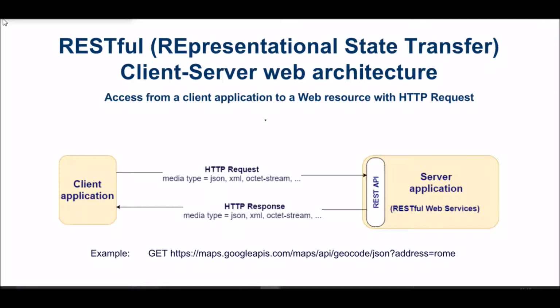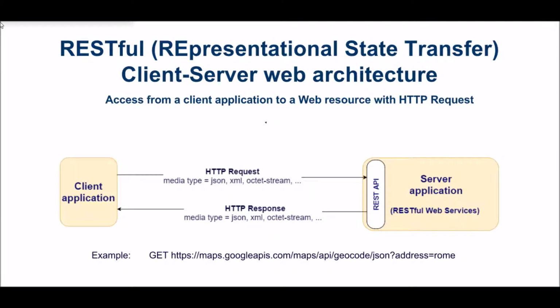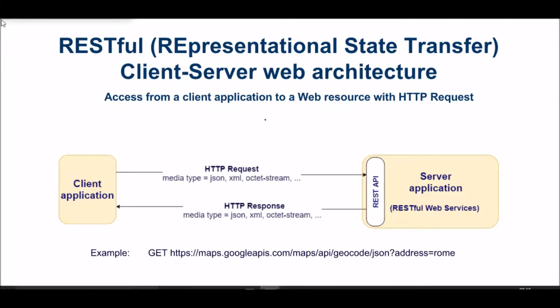REST stands for Representational State Transfer. It's a client-server web architecture which allows the communication among systems on the web. A client application can access a web resource of a server application with an HTTP request. The server application makes available a RESTful API, that is an interface that the client application can call with an HTTP request to access the web services of the server application.